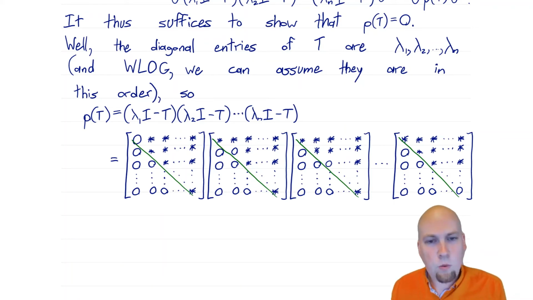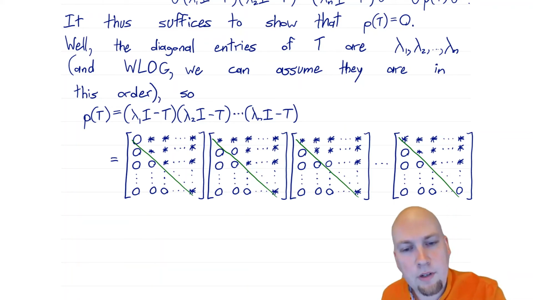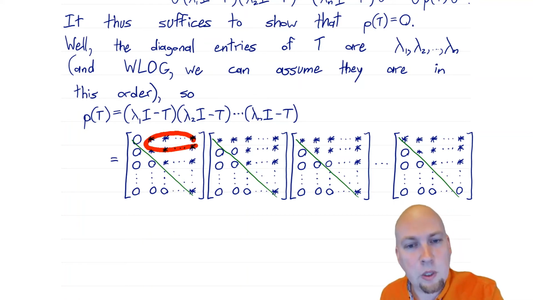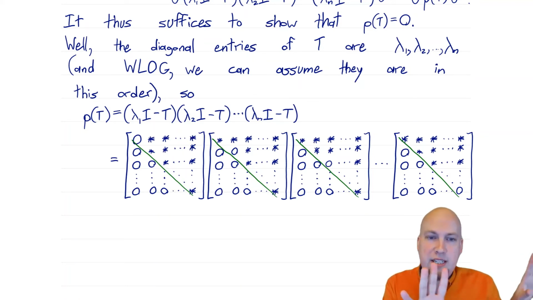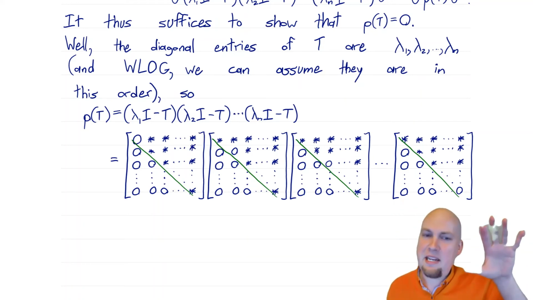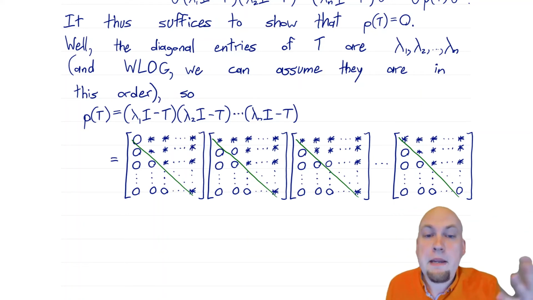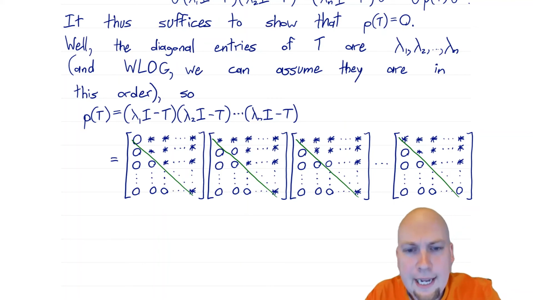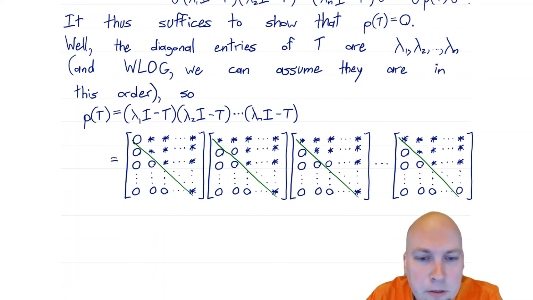Now what I'm doing here is writing zeros everywhere that I know there's a 0 in that matrix. And I'm just using stars everywhere I don't know what's happening. A star means there's some number there. Maybe it's 0, maybe it's not. I don't know what's happening there. So I'm just concerned about the 0 pattern in these matrices.